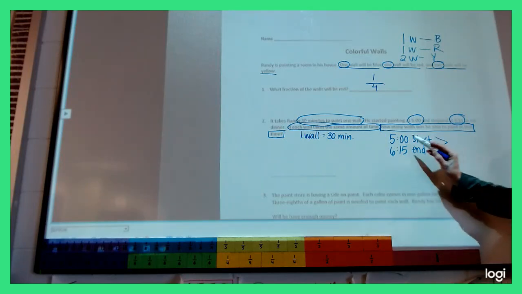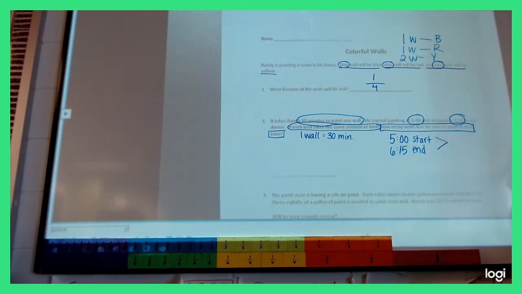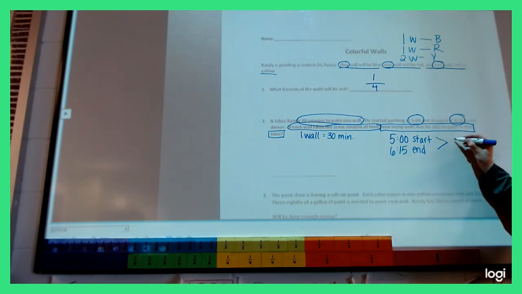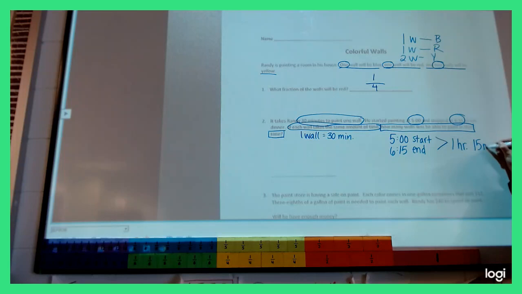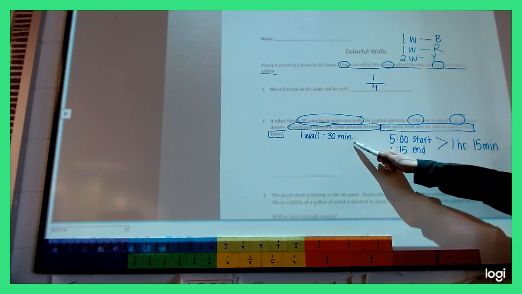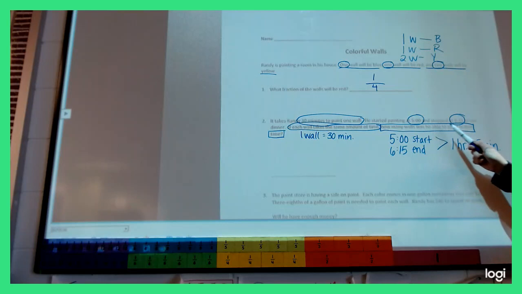Yep, because from 5 o'clock to 6 o'clock is 1 hour, right? And then we have 15 more minutes. So he had 1 hour and 15 minutes total. So we have 1 hour and 15 minutes. Each wall takes 30 minutes, and they wanted to know how many walls was he able to paint in that time. Well, now what do we do? Hayden? Add all the 30 minutes to see how many minutes would be an hour.